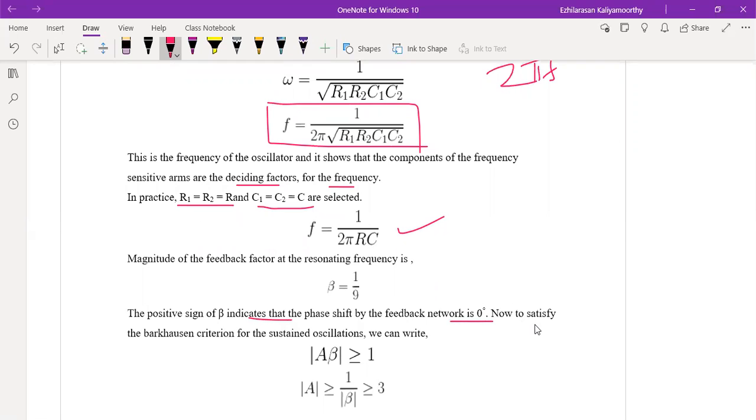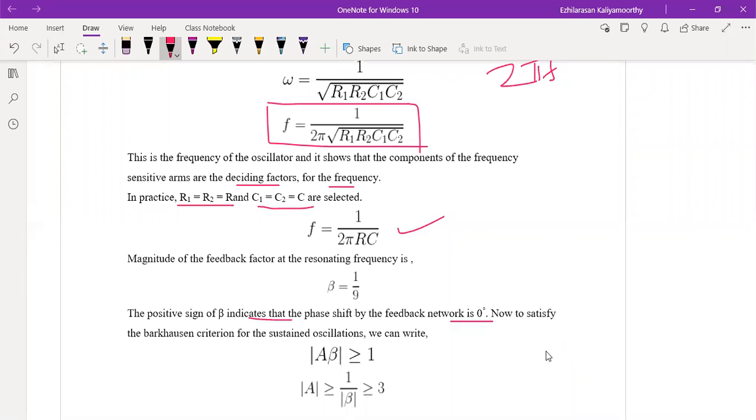Now let us satisfy the Barkhausen criterion. What is the Barkhausen criterion? The Barkhausen criterion is A beta is equal to 1. It has to match. So if beta is 1 by 9, then what will be your A? A should be 9, right?